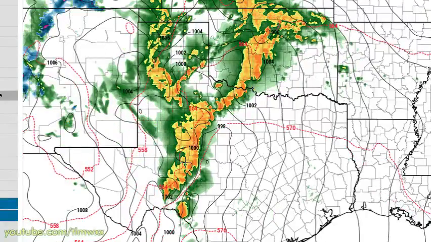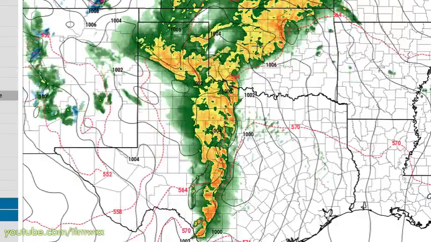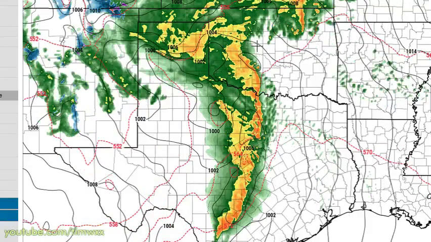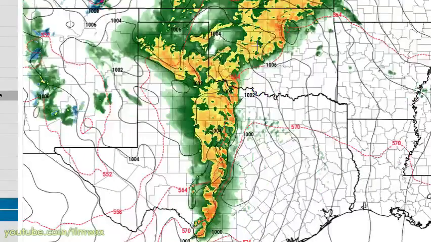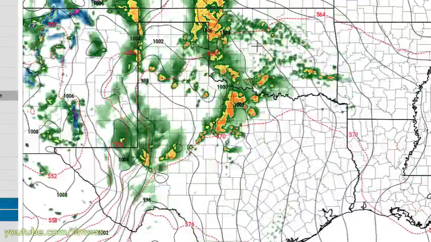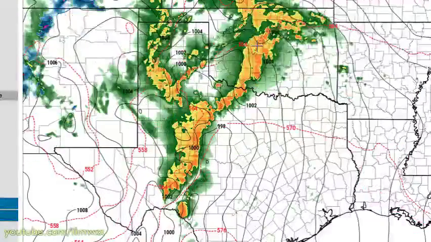And then these form up into a pretty good MCS, all the way from Oklahoma City down to Abilene and down to Sanderson. And those move eastward overnight. So probably by the time we do the 8 p.m. webcast, we're going to be looking kind of like how it shows you there.